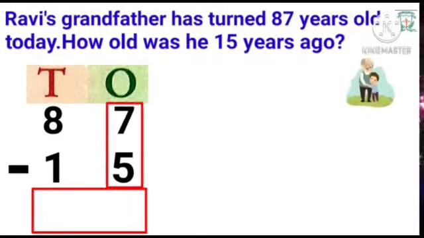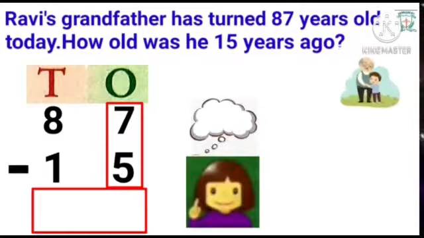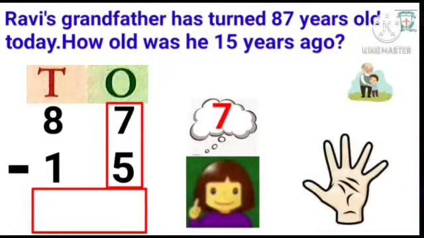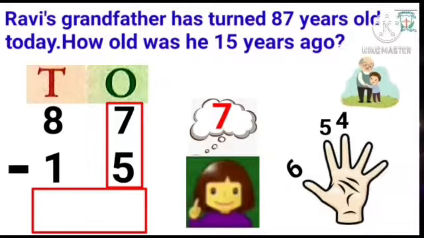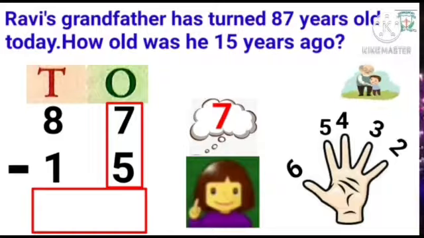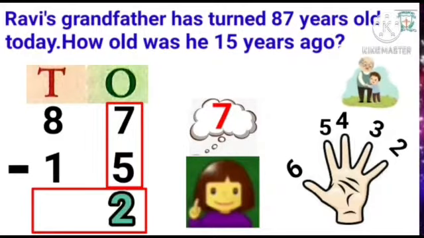We shall first subtract the digits in the ones place. We subtract as 7 in the mind and 5 fingers up. Before 7 comes 6, 5, 4, 3 and 2. We write 2 in the ones place.